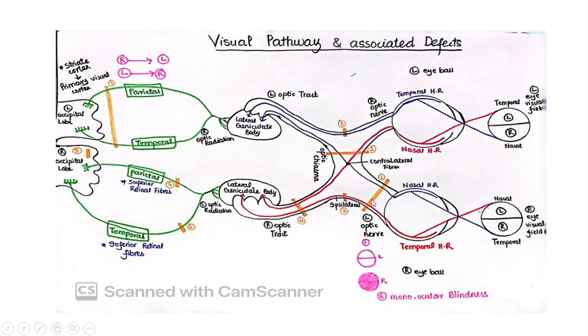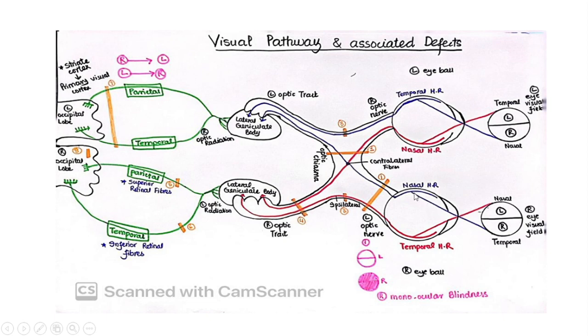When there is damage of the right optic nerve, the whole optic nerve, it means both of these right fibers are going to be damaged. If we trace this fiber backward, this is the left component of the right eye visual field. So this is left, I have shaded it, this is the left component of the right eye visual field.